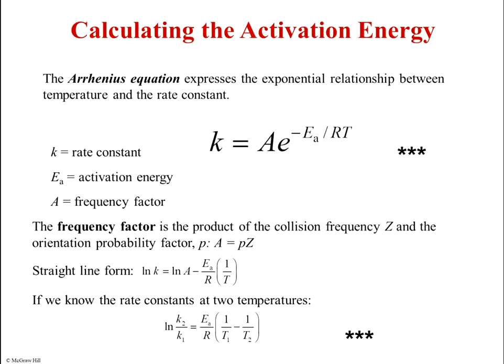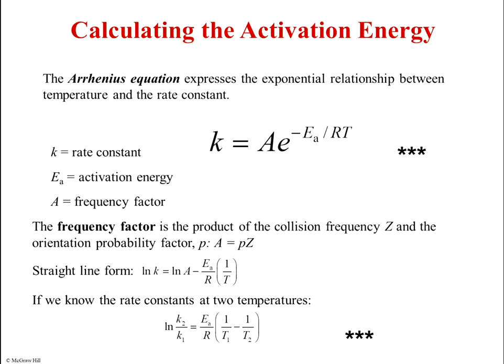Now, we can pull this all together with an equation that's called the Arrhenius equation. And this allows us to actually calculate the activation energy. In general, we measure our reaction rates from which we can derive rate constants. Using this, we can figure out the activation energy. Now, the Arrhenius equation shown here is shown in bold with 3 stars, so this is an important equation that you should remember because you will use this.